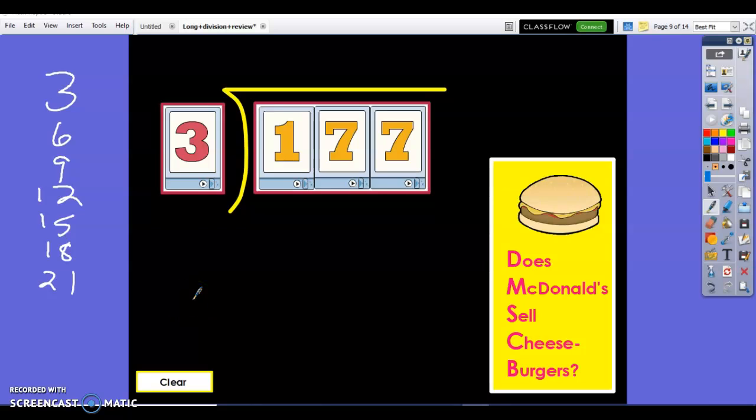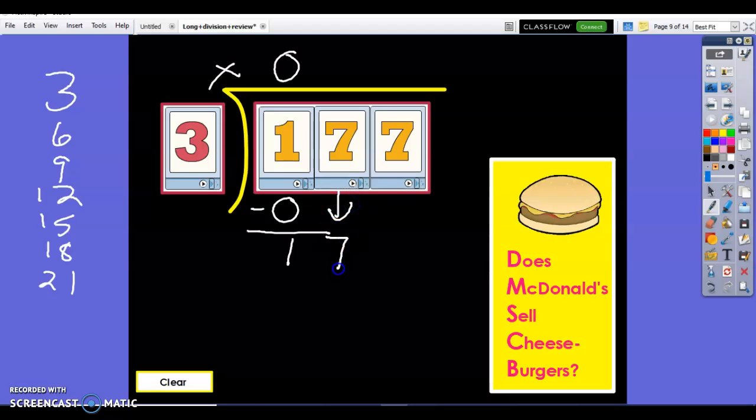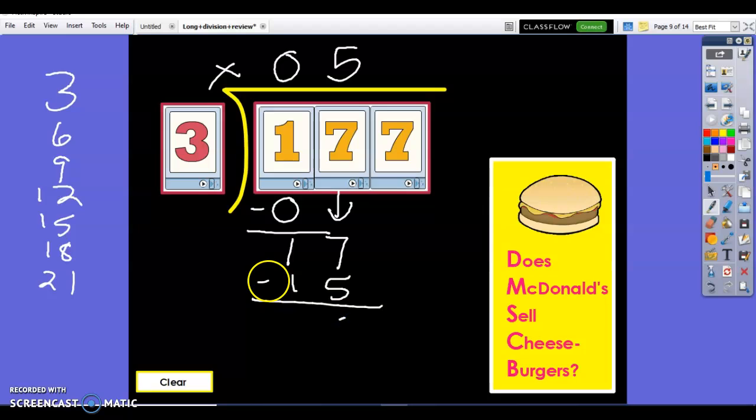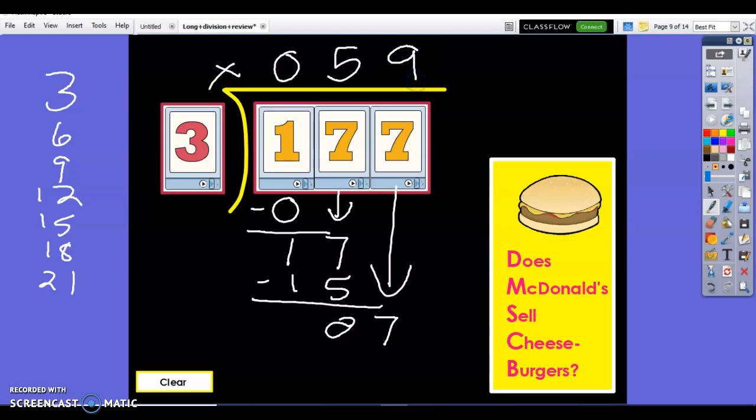So 3 divides into 1 0 times. 0 times 3 is 0. You subtract, bring down your 1 and your 7. 3 divides into 17 5 times. 3 times 5 is 15. Subtract, bring down 7. 3 divides into 27 9 times. 9 times 3 is 27. You have a 0, a remainder of 0.